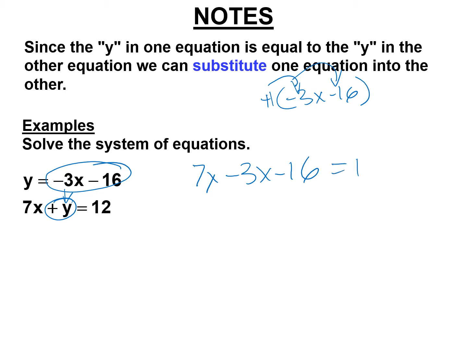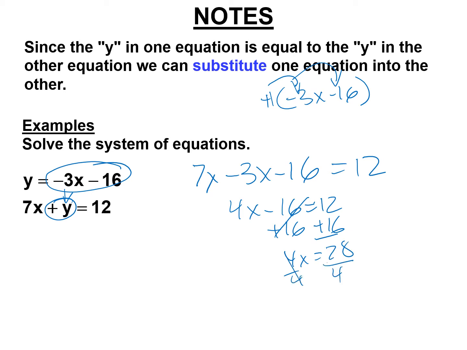And so that equals 12. That's my equation. I combine my like terms. 4x minus 16 equals 12. I add 16 to both sides. 4x equals 28. We're dividing both sides by 4. X equals 7. We're not done, right? We have to find out what y is.